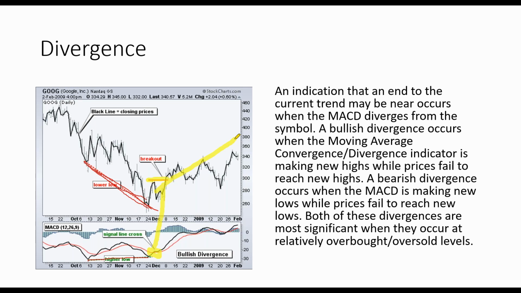So a bullish divergence occurs when the MACD indicator is making new highs while price fails to reach new highs. A bearish divergence occurs when the MACD is making new lows while price fails to reach new lows. Both of these divergences are most significant when they occur at relatively overbought or oversold indicators. So in other words, we're using three pieces of information. We're using the crossover, we're using the very large peaks and valleys, and we're using the divergence.